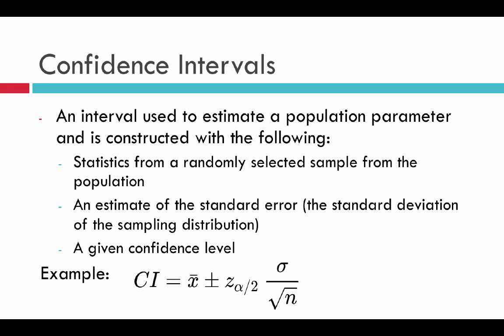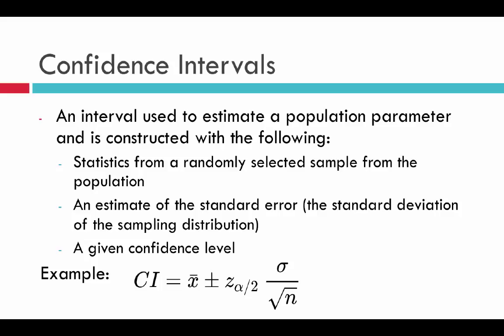So let's summarize some of the important characteristics of confidence intervals that we've seen so far. A confidence interval is an interval that we will use to estimate a population parameter, and these intervals are constructed with the following items. First, we need statistics from a randomly selected sample from that population.